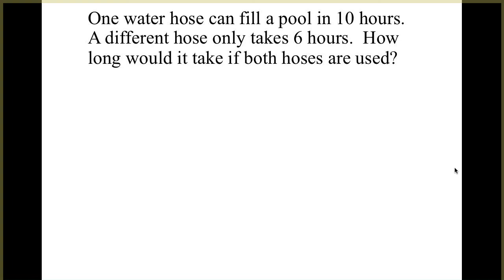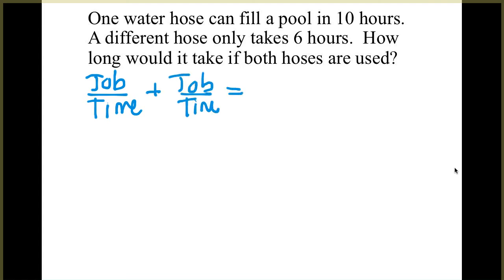Now check your work. If you chose to use the job over time method, job over time plus job over time equals job over time. All right, one water hose can fill a pool. I'm going to do one in 6 hours. Oh, sorry, it says 10 hours.